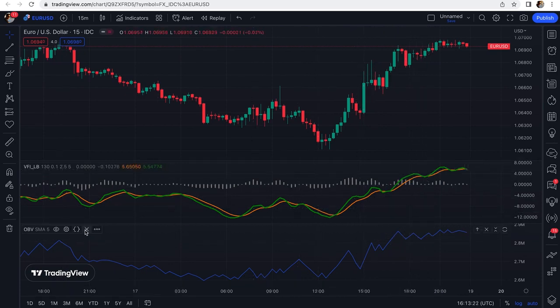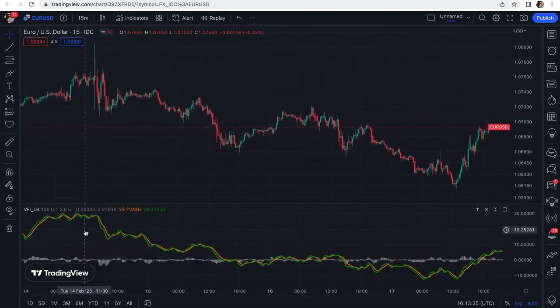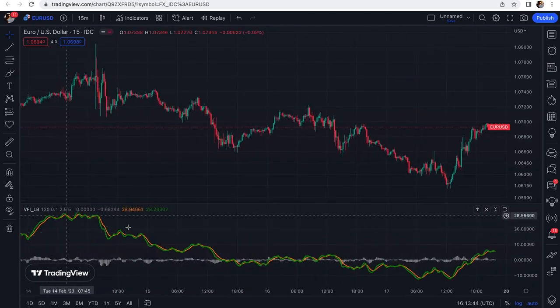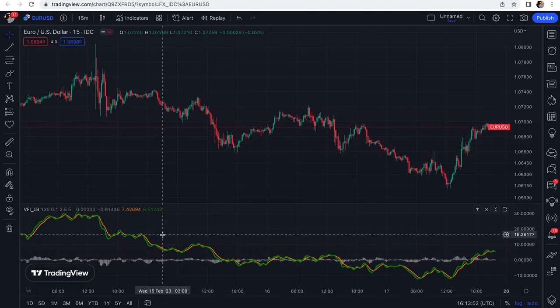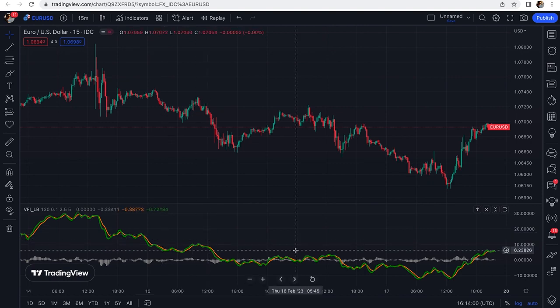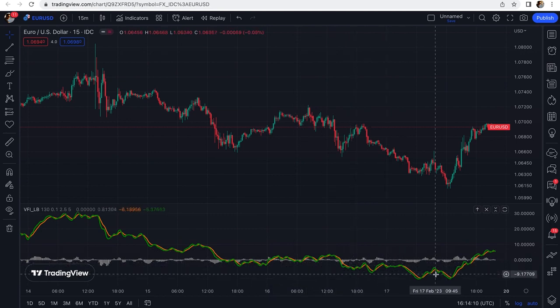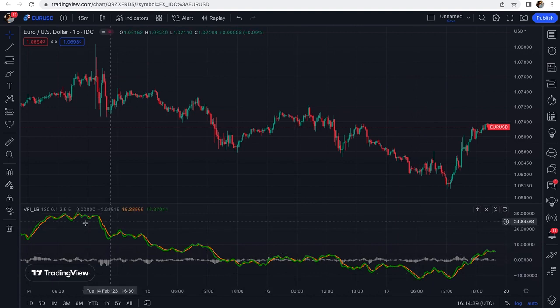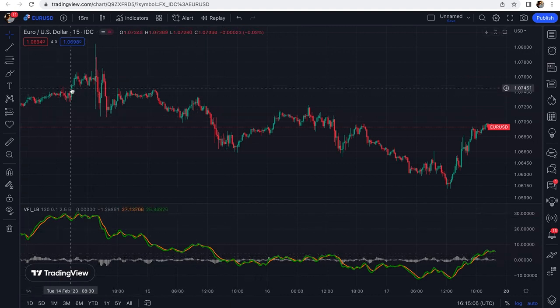Let me close OBV. So with this indicator, when the VFI line is above 0, it shows bullish state of the market. In other words, market participants are more interested to buy. And when VFI line goes below 0, it shows bearish state of the market. In other words, it shows that market participants are more interested to sell. The further the VFI line moves away from the center line, the more strength it shows in that direction. And when it gets closer to the center line, it shows weakening of the prior movement, and a reversal is probably happening in the market.